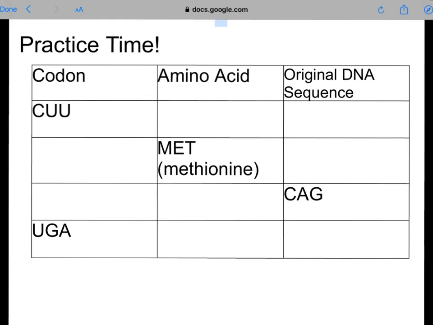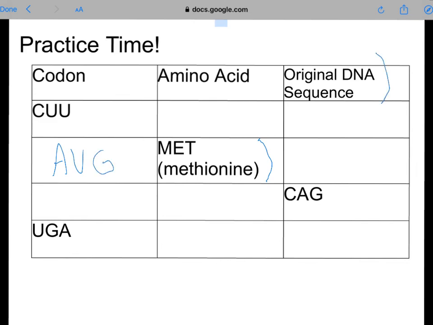Here's a practice table for you. Go ahead and copy this into your notes. The next part of the video will show you the answers, but I'd like you to try this on your own first. You can use that PDF with the amino acid chart that's in Schoology. I'll do one of them, like this one since we just talked about it, methionine. The codon for methionine, or START, was AUG.